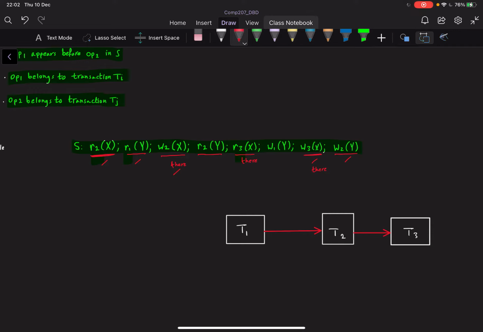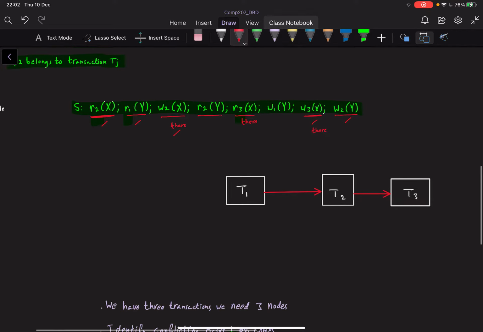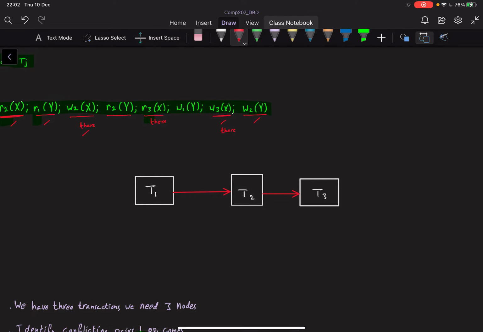Okay, now we start comparing from here. So let's see what we do. We are reading on Y. Of course, we skip this because this is X. This is Y. Okay, beautiful. So this is from R2 to W1. They are both on Y. So we have an arrow, draw it like this. And then we say, right, this is it.